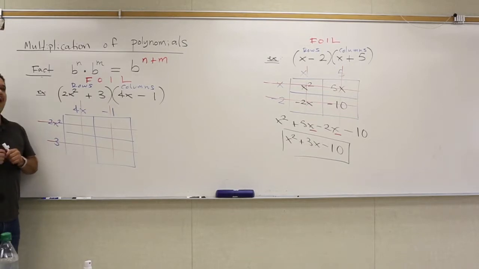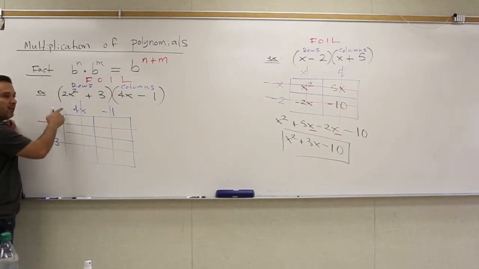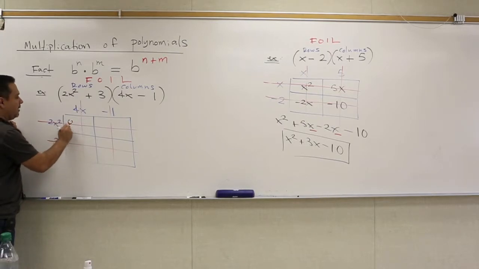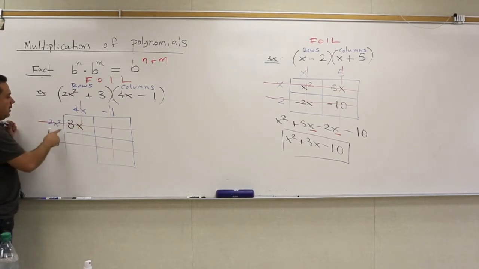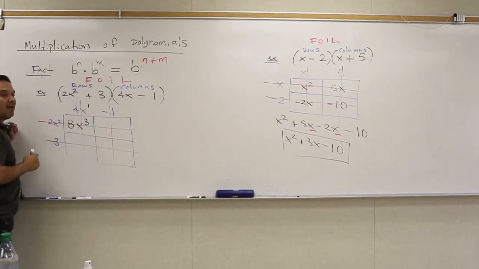All right, let's see. We got 2x squared and 4x. If we multiply these, we did these kind of problems earlier. What's 2x squared times 4x? 8x to what power? What power belongs to this x? So what's 2 plus 1? 3. Is everybody okay with that one?